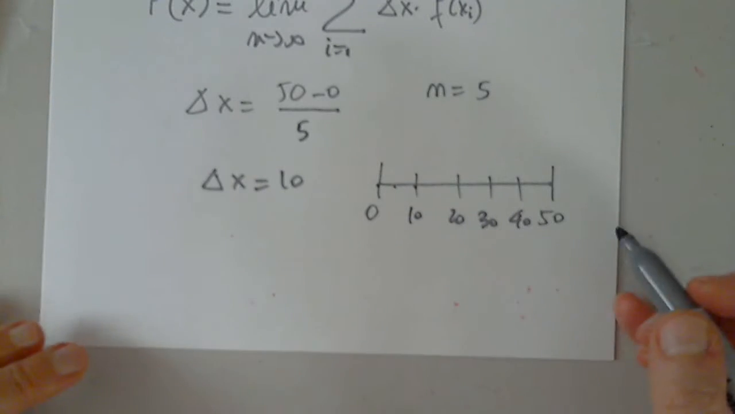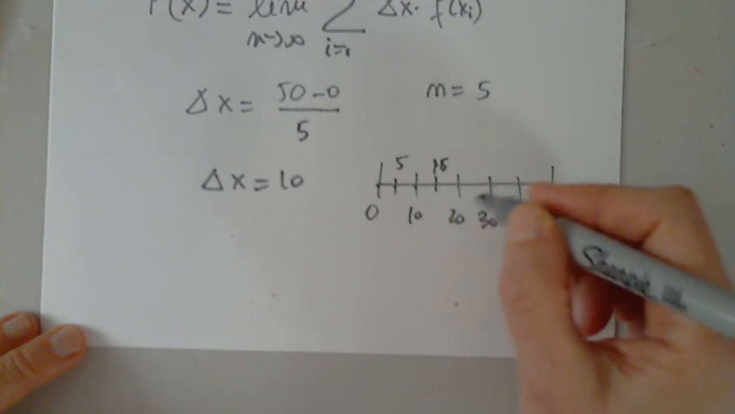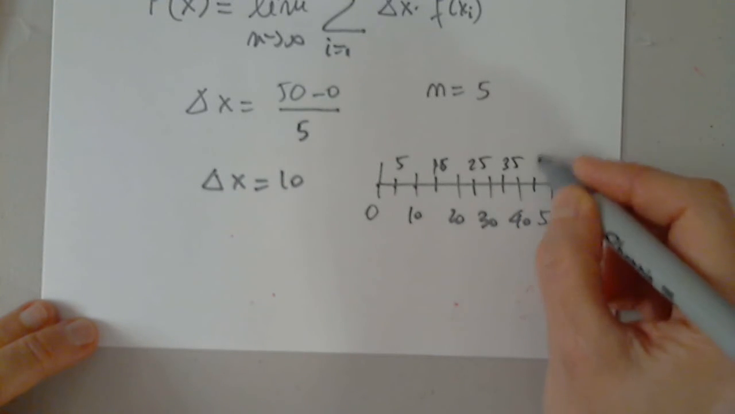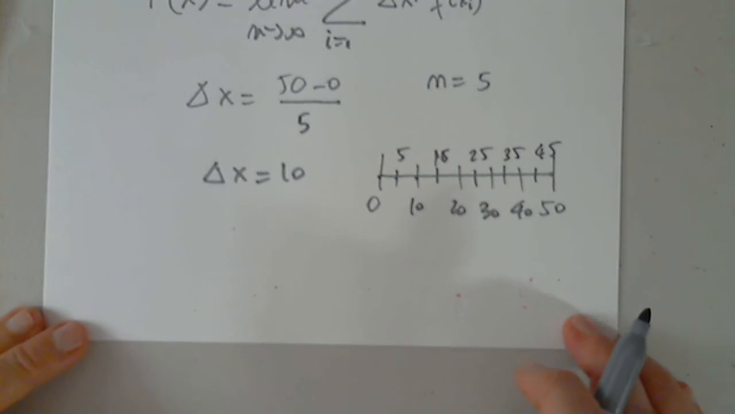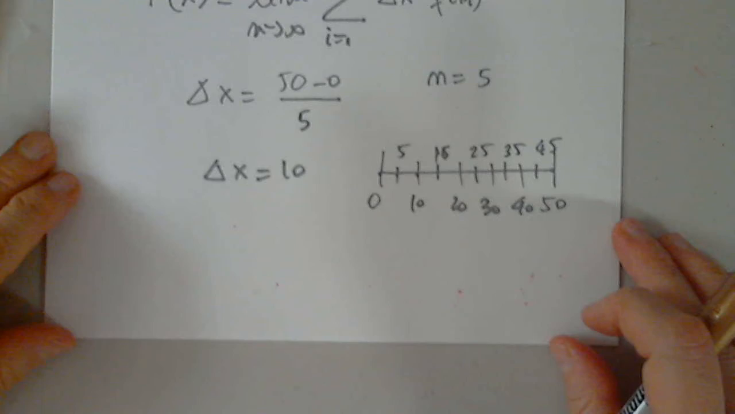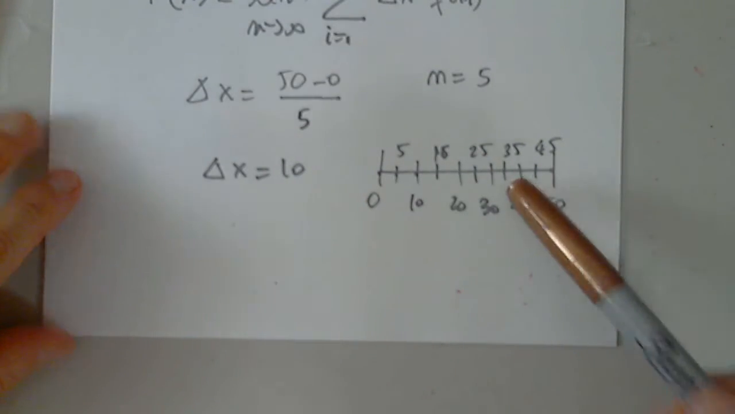If we use the midpoint, I will use 5 and then 15 for the height: f of 5, f of 15, 25, 35, 45. So which one would you like to use? The next step will be to calculate the exact area, and I'll show you how. Right now, let's approximate it.